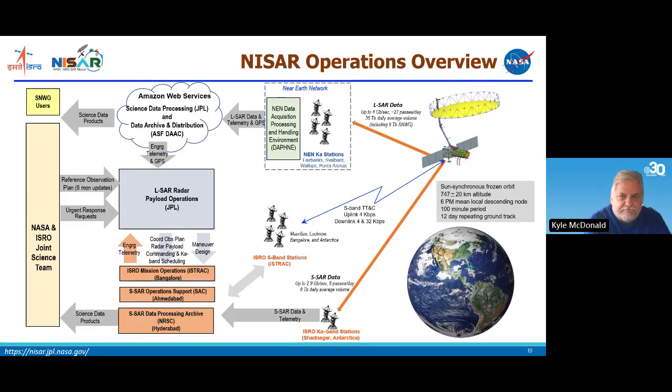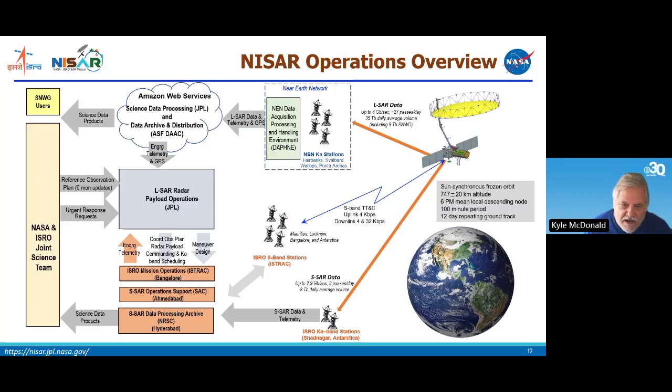This is the way the data are being assembled and distributed. Basically, the NASA instrument, the L-band radar, data are being downloaded through the NASA near-Earth network of receivers. And then those data are transmitted into Amazon Web Services and processed and assembled at JPL and archived at the Alaska Satellite Facility Distributed Active Archive Center in Fairbanks, Alaska, through the services provided by Amazon.